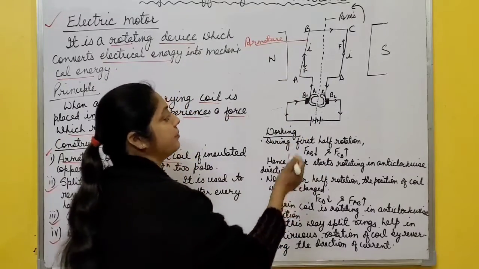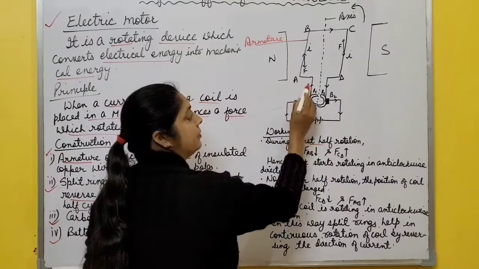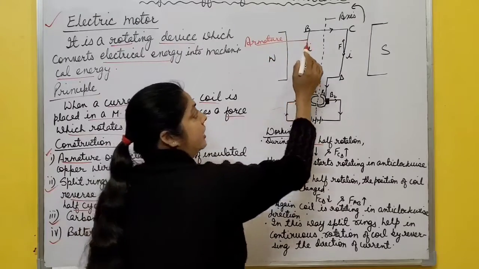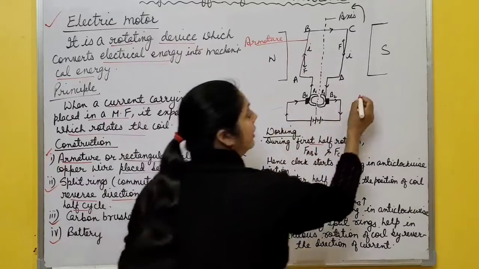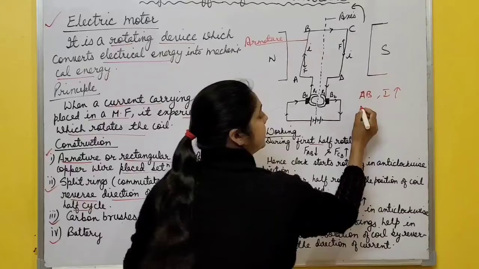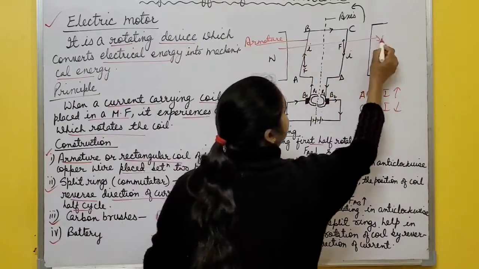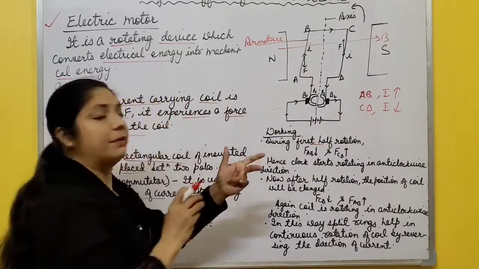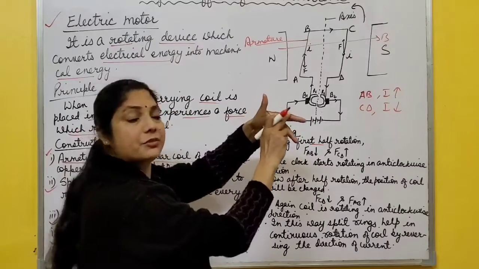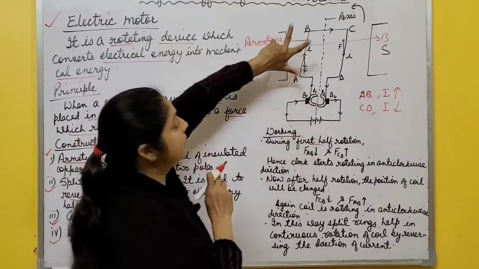So how does it work? During the first half cycle, current is flowing in this way. In AB, current is flowing in the upward direction, and in CD, current is flowing in the downward direction, and the field is from north to south. Right? Now you have to apply Fleming's left hand rule. If the field is from north to south, this forefinger represents the direction of field, and the current is in the upward direction. This center finger represents the direction of current, like this one.